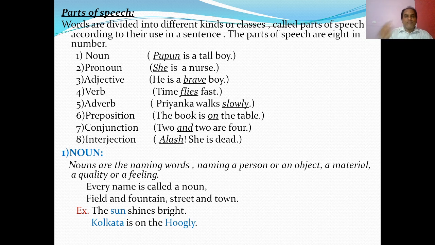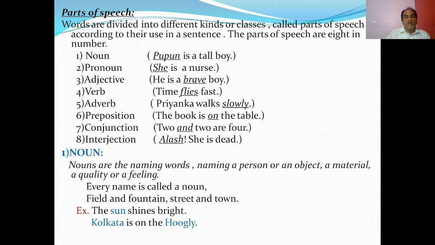Interjection, exclamation words. Alas, she's dead. Alas is the interjection. Okay. So let us discuss the parts of speech one by one. First, let us discuss noun. What is a noun? Nouns are naming words, naming a person, an object, a material, a quality, or a feeling.